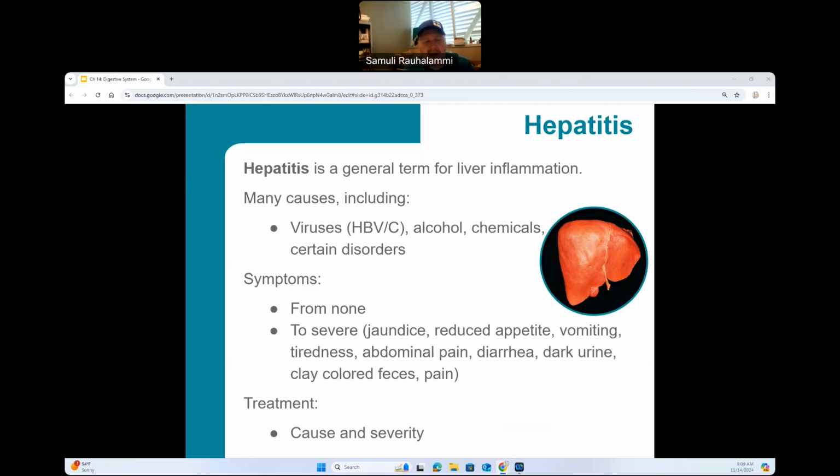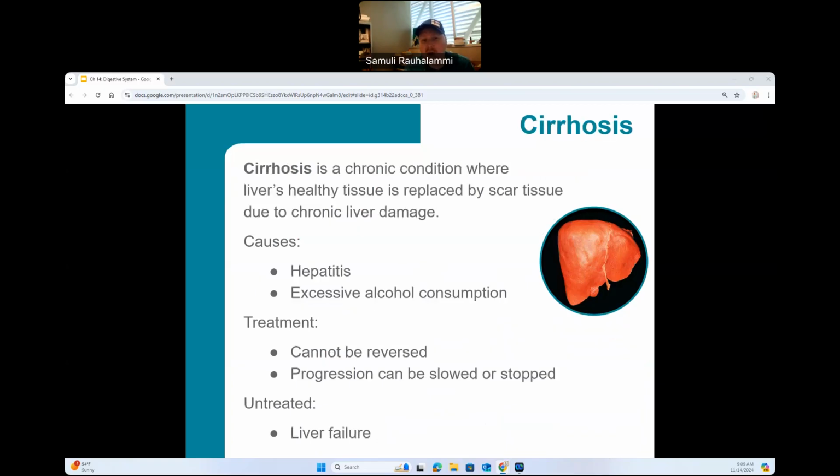Let's have a look at another, kind of related condition, cirrhosis. Cirrhosis is a condition where chronic liver damage causes healthy liver tissue to be replaced by scar tissue. There are many different causes for this. Most common would probably be hepatitis, which we just looked at, and also excessive alcohol consumption or abuse. There are many different treatments. They are what you would anticipate.